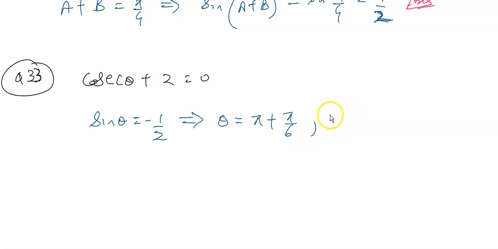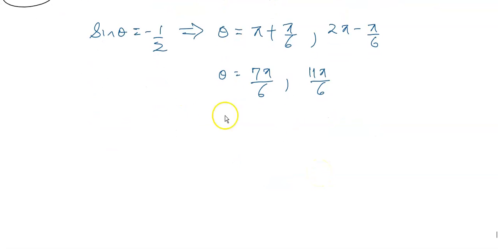And corresponding to the fourth quadrant, the value would be 2 pi minus pi by 6. So this is theta is equals to 7 pi by 6, and यहाँ से आ जाएगा 11 pi by 6. So अगर डिग्रीज में लिखेंगे तो this is 210 degree. This is 330 degree. Answer.